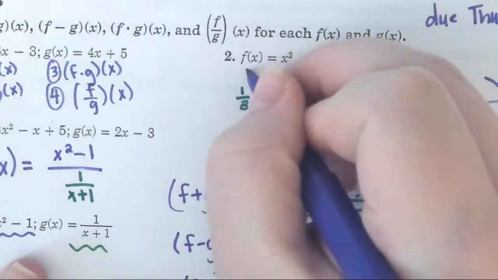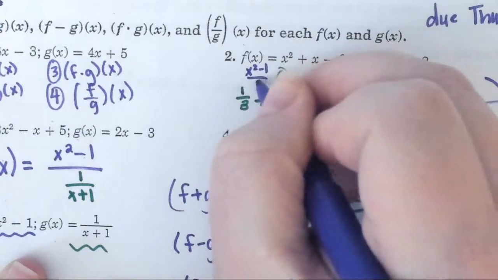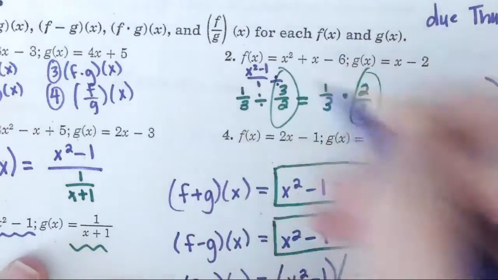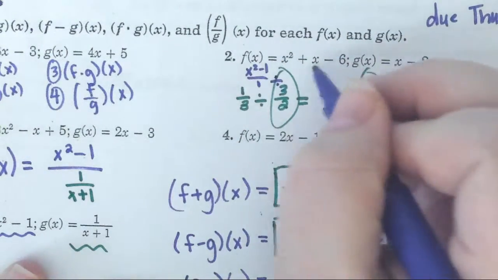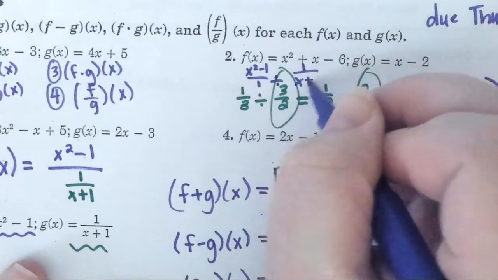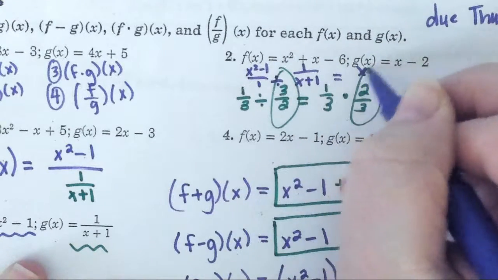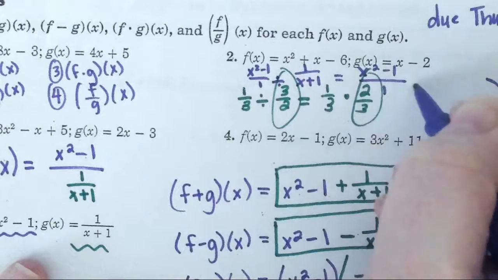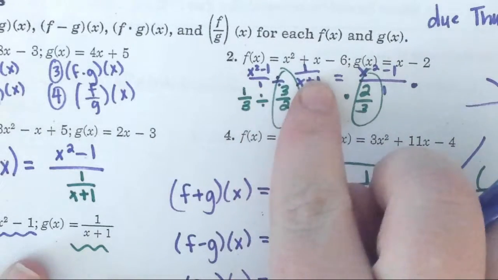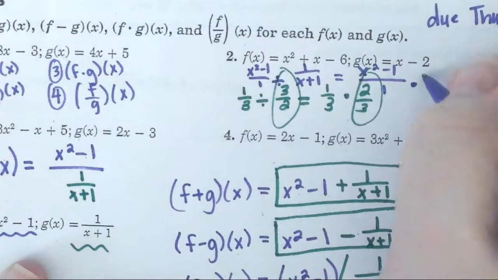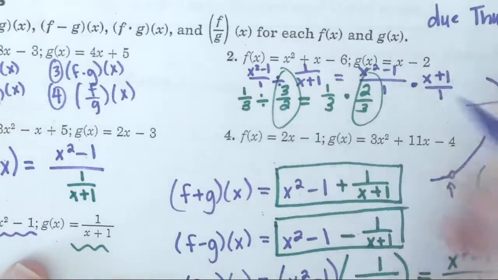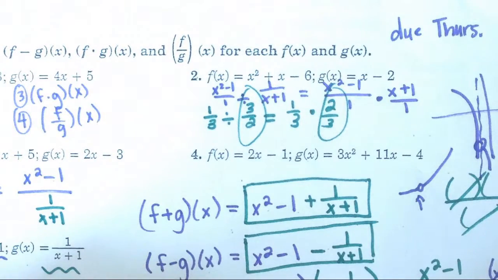So right now we have x squared minus 1 over 1 divided by 1 over x plus 1. I'm going to leave the first one alone. I'm going to change the division to a multiplication symbol, and I'm going to flip the second and multiply, so it becomes x plus 1. Again, if you want to explain it to yourself mathematically, that's what's happening.